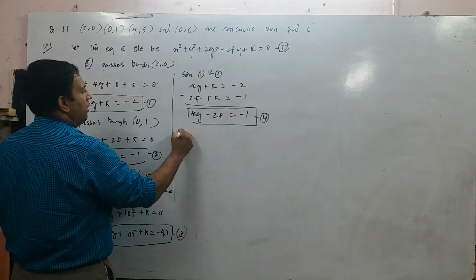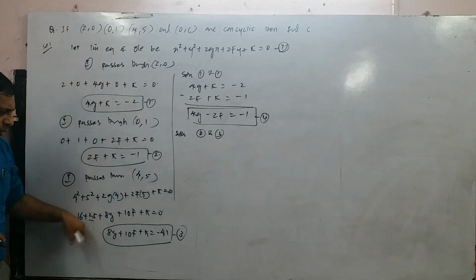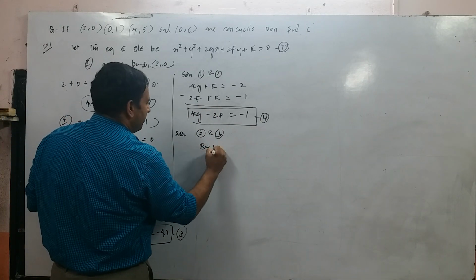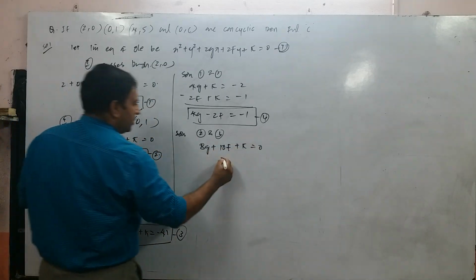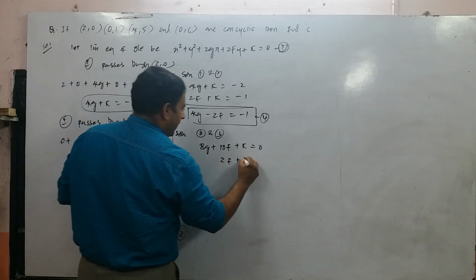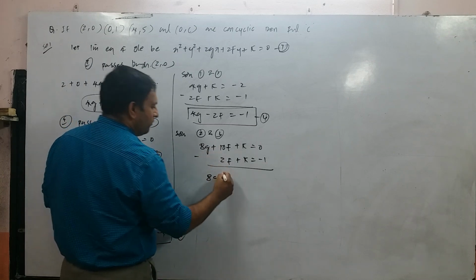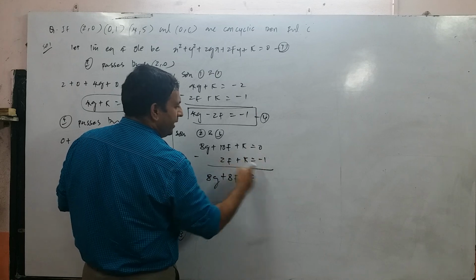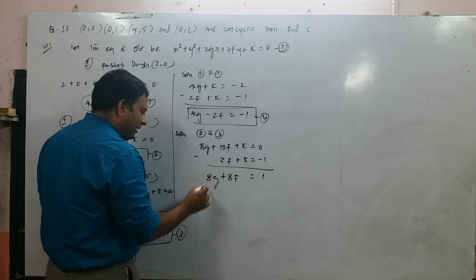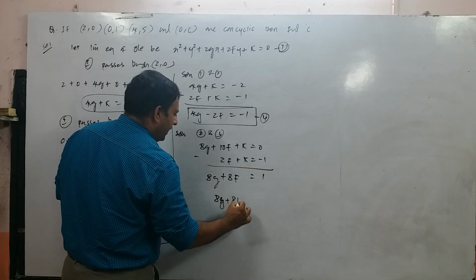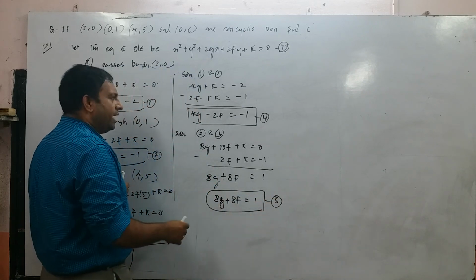What am I going to do? Solve 2 and 3. 1 and 2 you solved, you have eliminated k. Solve 2 and 3, try to eliminate k. So it is 8g plus 10f plus k is equal to -41, and 2f plus k is equal to -1. Now I am going to subtract. It is 8g, 10f minus 2f is 8f, k cancels, -41 minus (-1) is -40. I think I can divide the equation by 8, but I will leave it that way only. It is 8g plus 8f is equal to -40. I'll call this equation number 5. This is in terms of g and f.